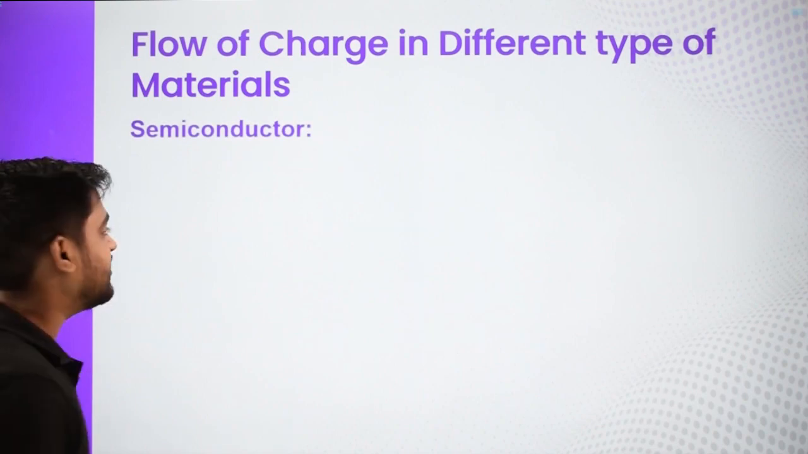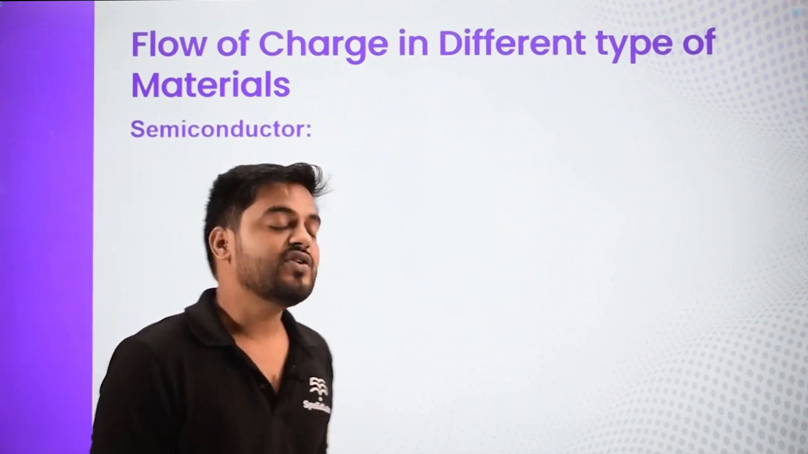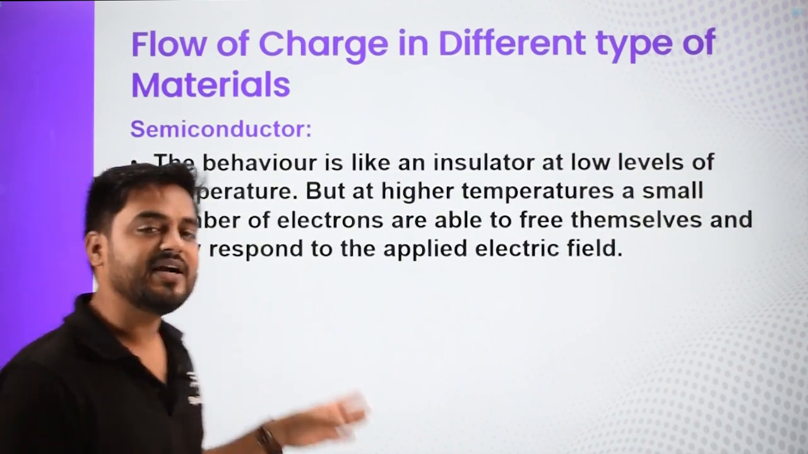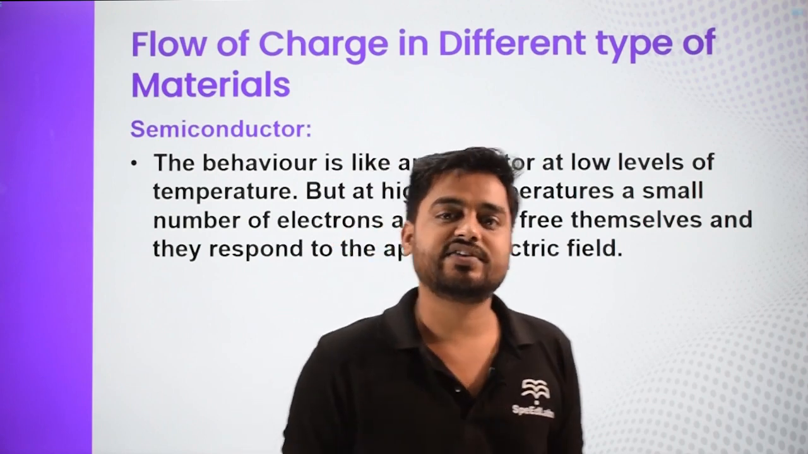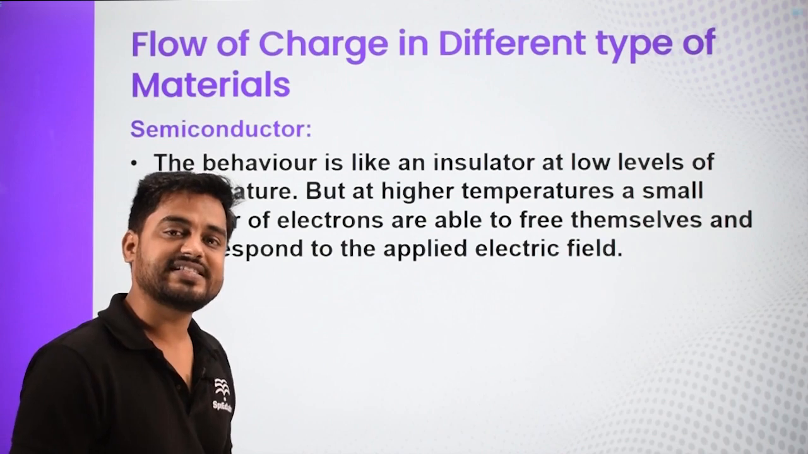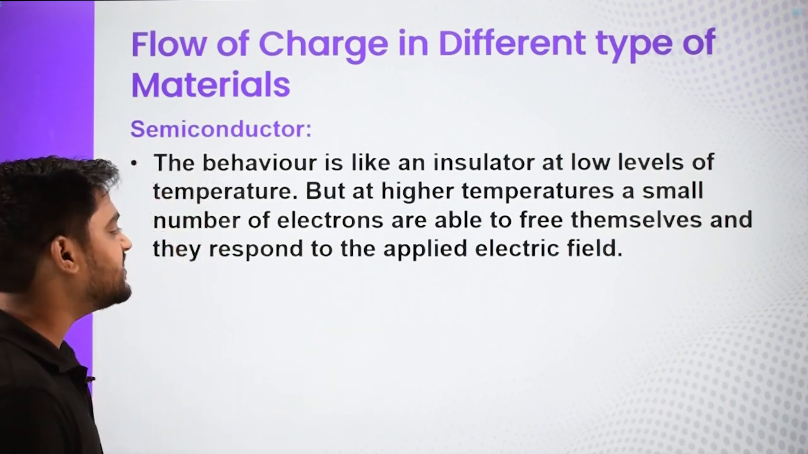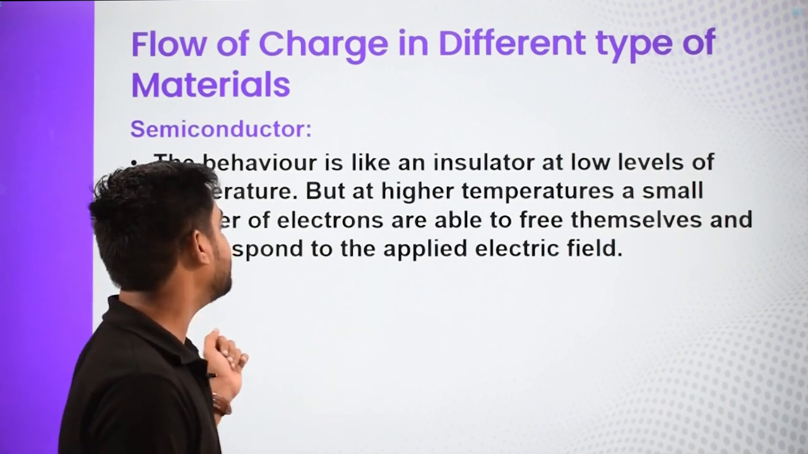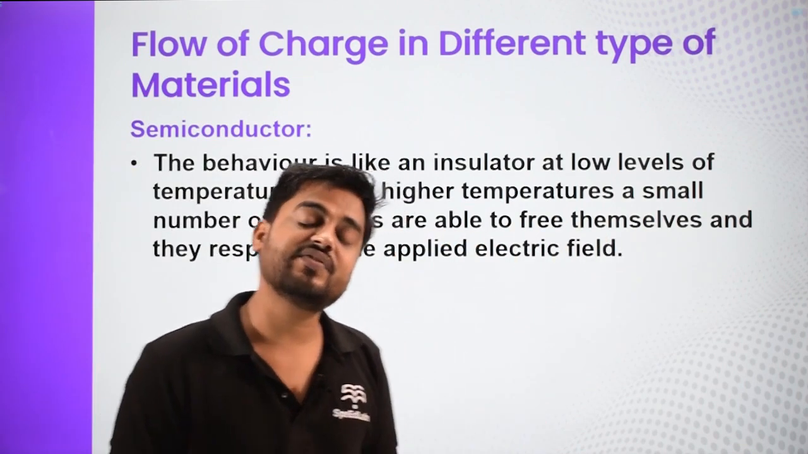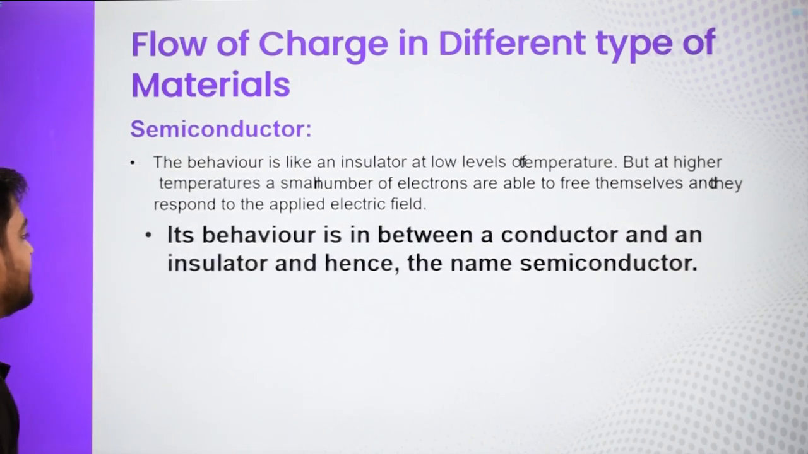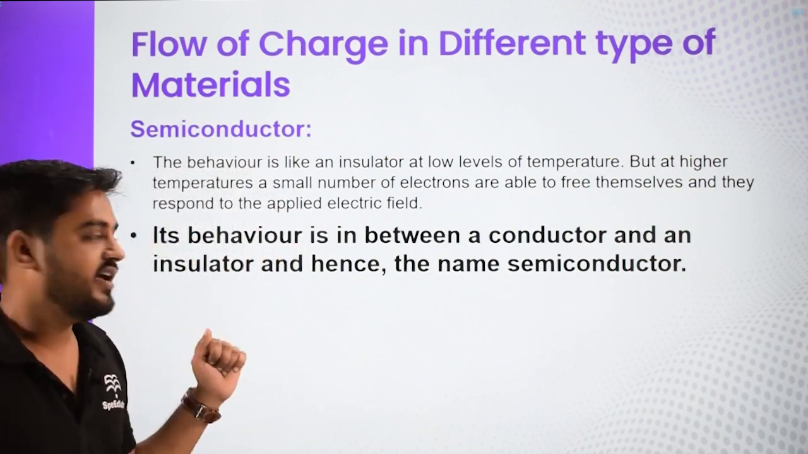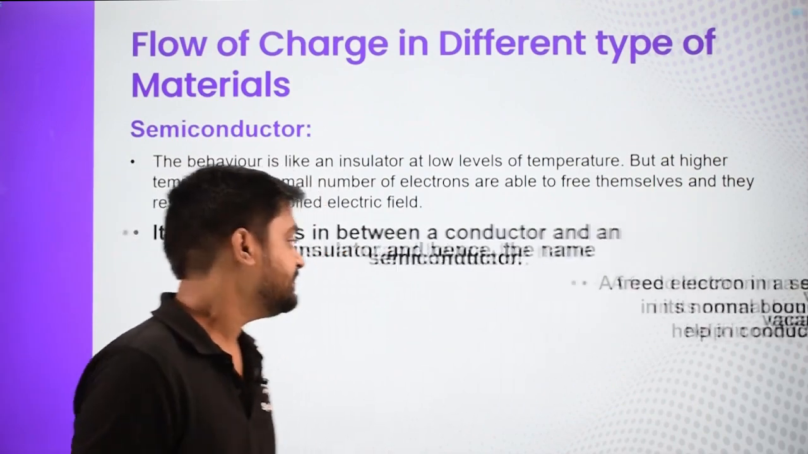The next, or third, type of material is semiconductor. From the name itself, we can say it is half conductor. These materials behave as insulators when the temperature is low, and they behave as a conductor when we slightly raise the temperature. As soon as we increase the temperature, the number of electrons that are able to free themselves increases, and eventually they are able to conduct. Its behavior is between a conductor and an insulator, hence it is called semiconductor.